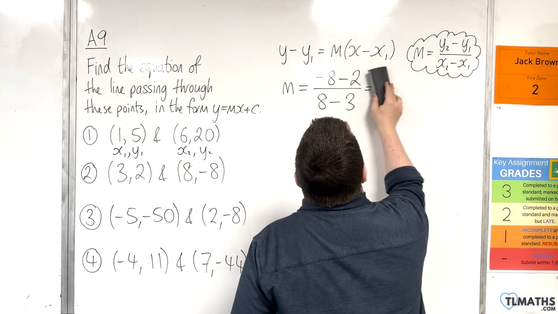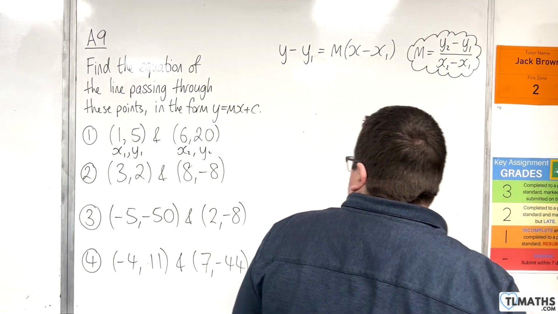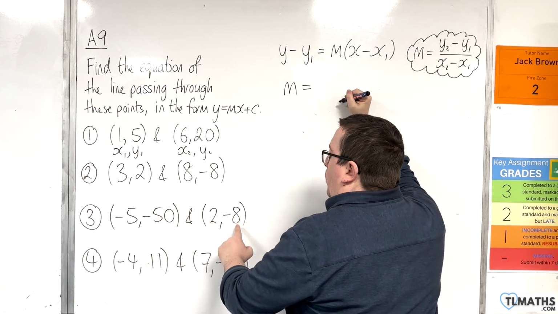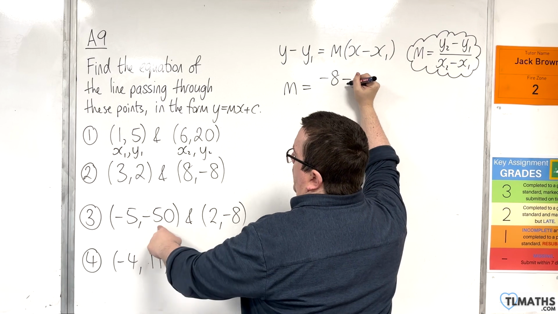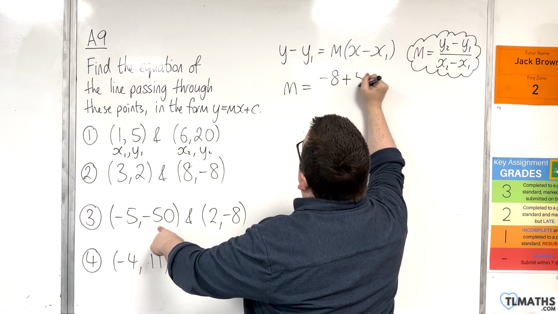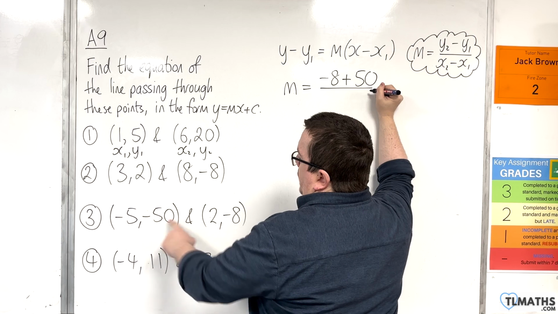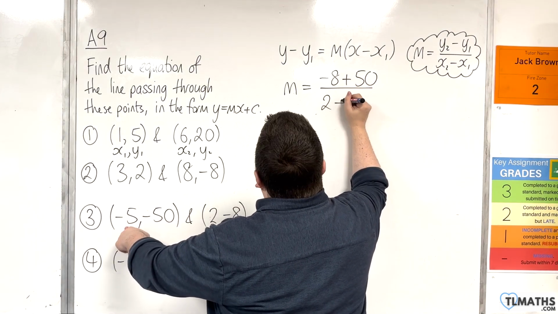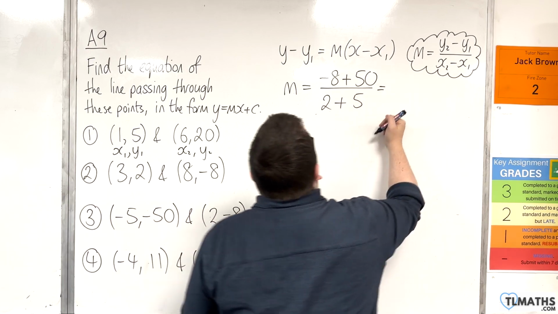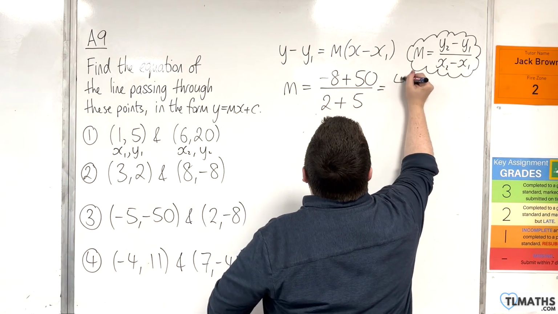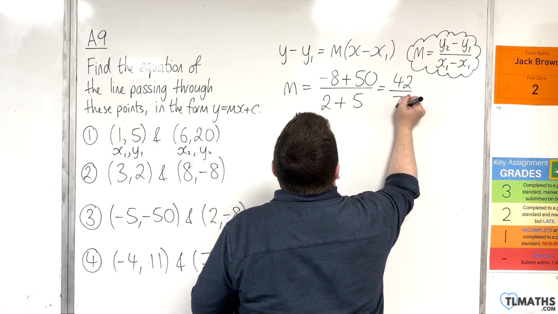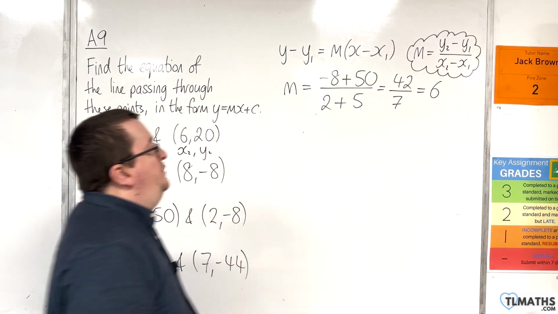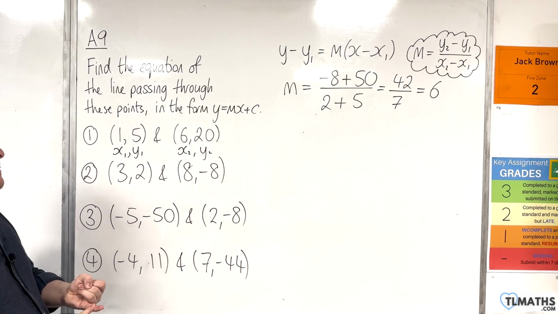All right, let's try number 3. So first of all, the gradient. y2 minus y1, so take away minus 50 is plus 50, divided by x2 take away x1. So take away minus 5 is plus 5. Minus 8 plus 50 is 42. 2 plus 5 is 7. 42 divided by 7 is 6, because 6 sevens are 42. So we now have m.